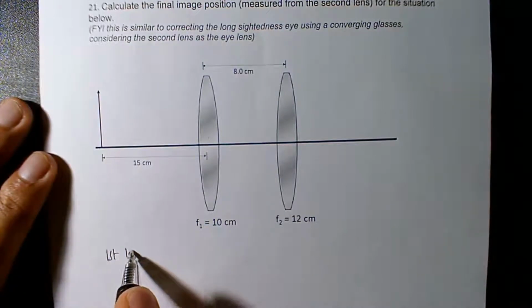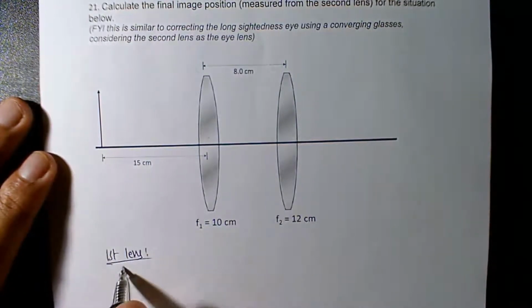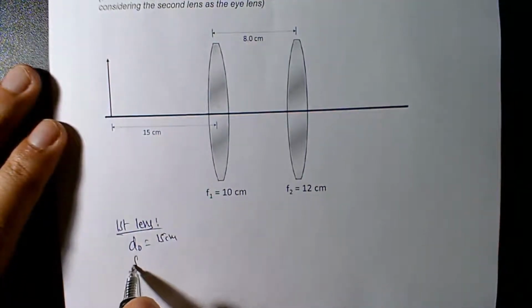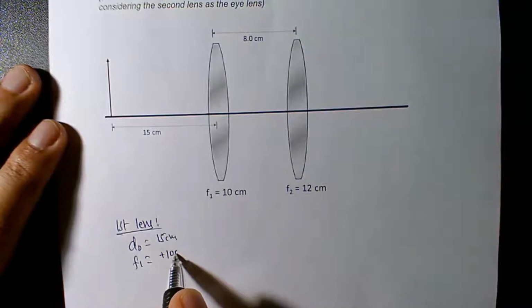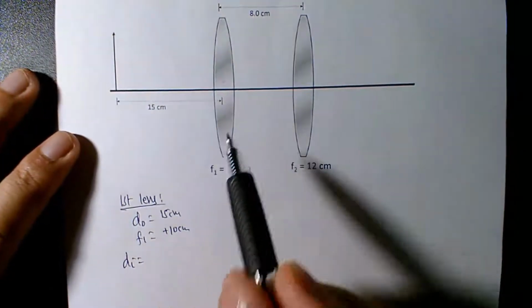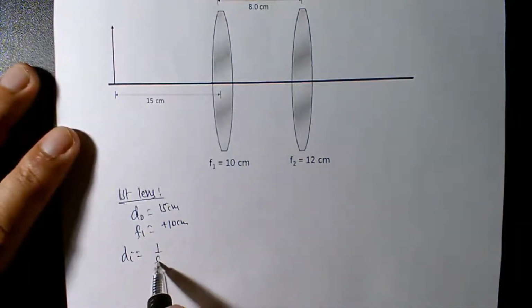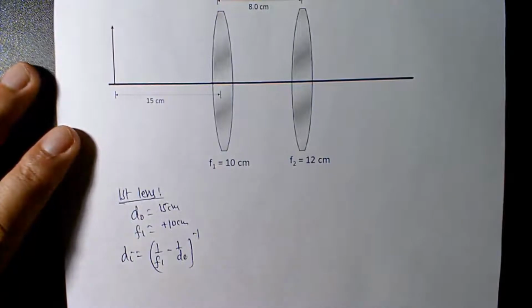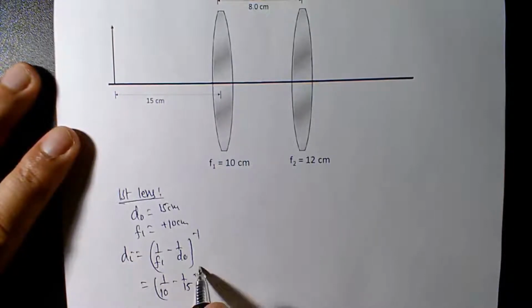So for the first lens, the object distance do is 15 centimeter, given. Focal length is plus 10 centimeter because it's a converging lens. So di, the image position formed by the first lens, is 1 over f1 minus 1 over do, inverse. So it's going to be 1 over 10 minus 1 over 15, and this is plus 30 centimeter.